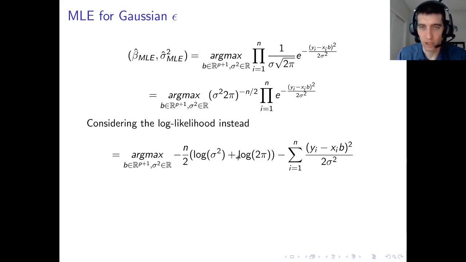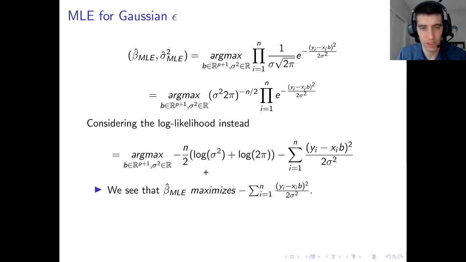Okay, so applying the log, again, the log distributes across all these product pieces, and then applying the log to the exponential, the exponential and the log cancel, and you're just left with this negative quadratic term. So that's this piece. And then these two come from the sigma squared 2 pi term here. And so let's look at this. I want to maximize this in b.